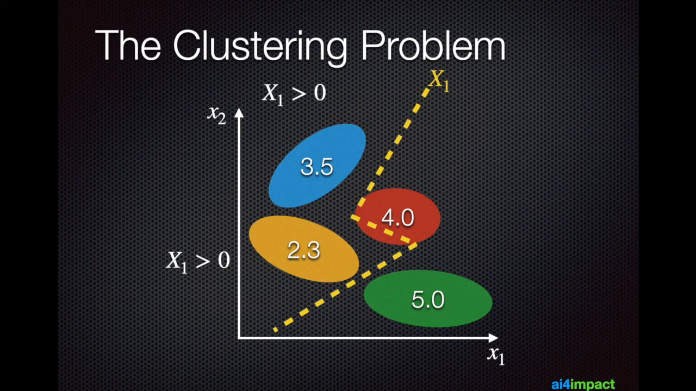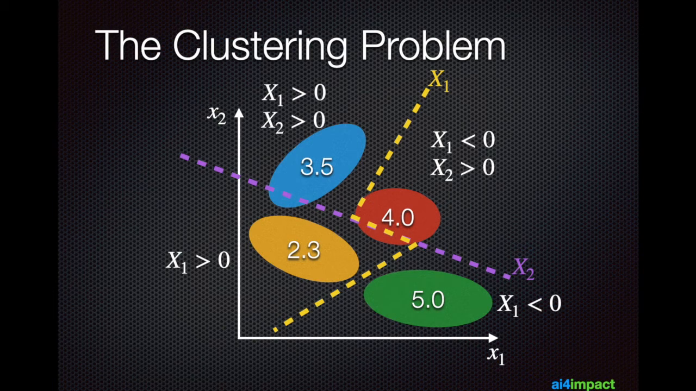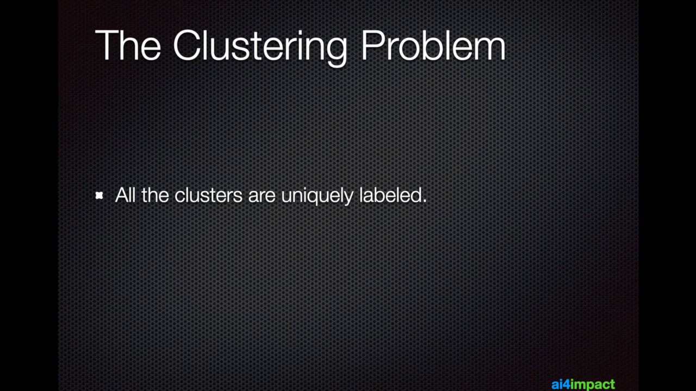On the left, X1 would be bigger than 0, and on the right, X1 would be less than 0. We draw now X2. In the upper region, X2 would be more than 0, and in the lower regions, X2 would be less than 0. So clearly, we have got 4 regions which are separated by different labels for X1 and X2. All the clusters, in other words, are uniquely labeled.